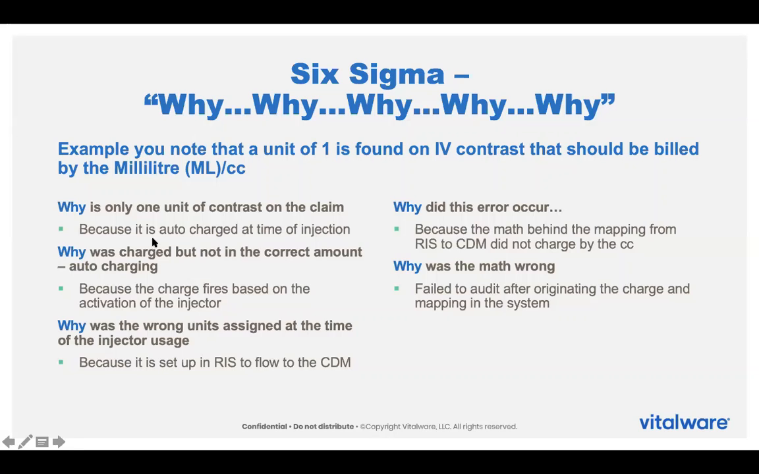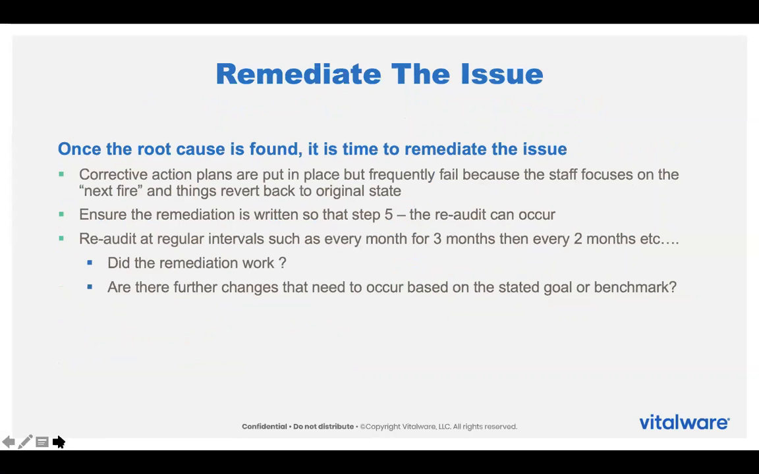But in the beginning, the answer was, oh, the auto injector does it. So that has nothing to do with this claim. It's just the auto injector. When I went through 5 whys, it had nothing to do with the auto injector and had everything to do with the mapping. You remediate it, so the corrective action plan was put in place, and then I re-audited it for a period to come, to make sure.